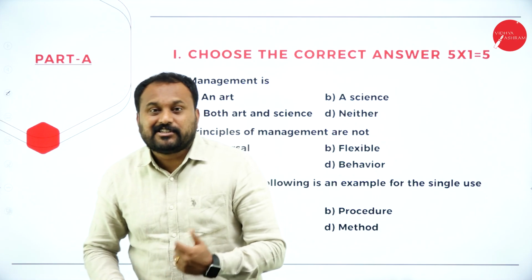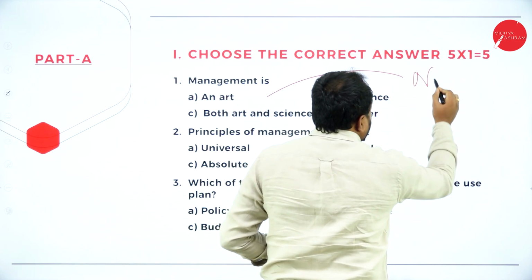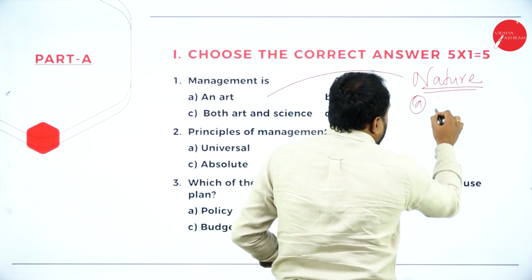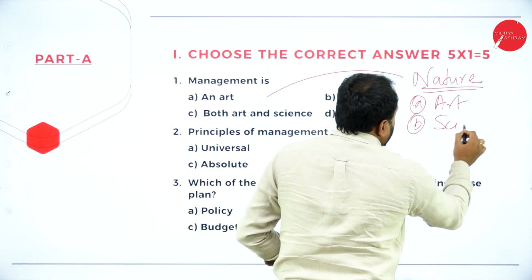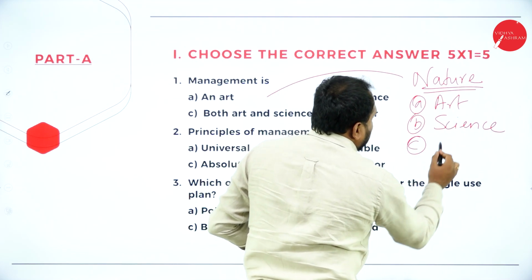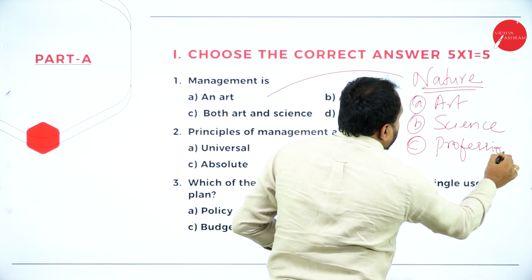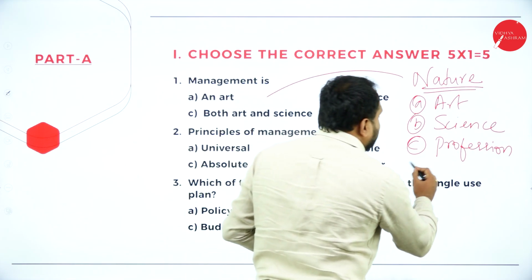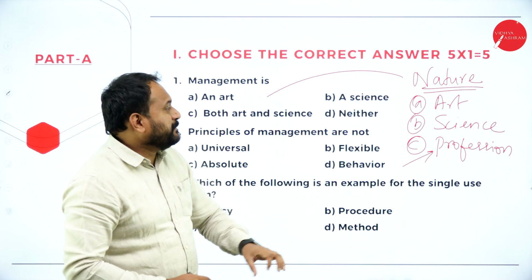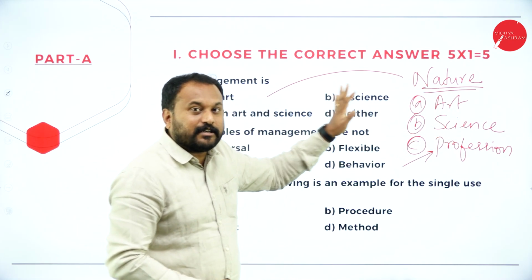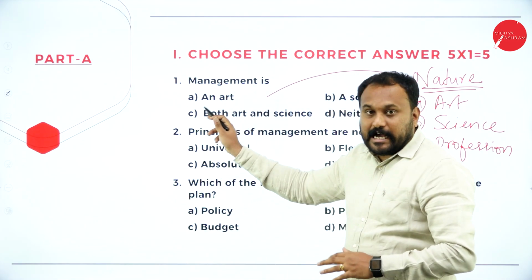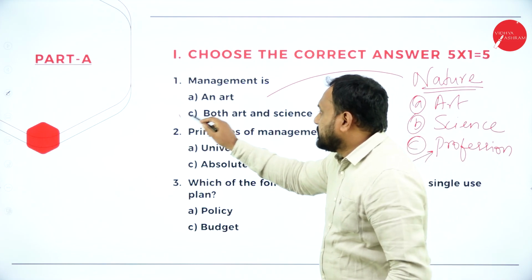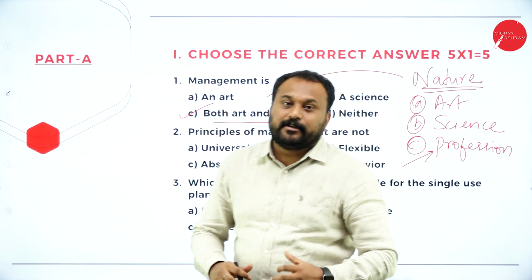See, we have something called the nature of management. So this question is taken from where? The nature of management. What it says is management is A, art, B, science, and C, profession. So these are called the nature of management, and we know that management has not attained professionalism 100%. Hence, management is art as well as science. So now the question is: management is A, an art, B, a science, C, both art and science, D, neither. So what is the answer? The answer is C, both art and science. That is how you people need to go with it.